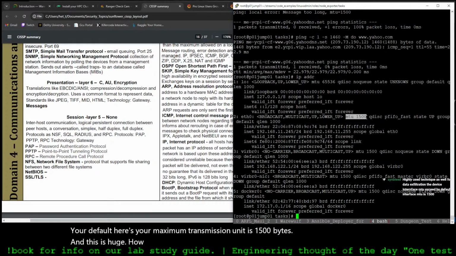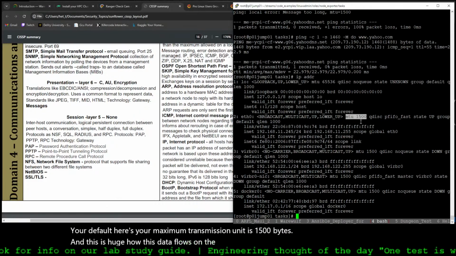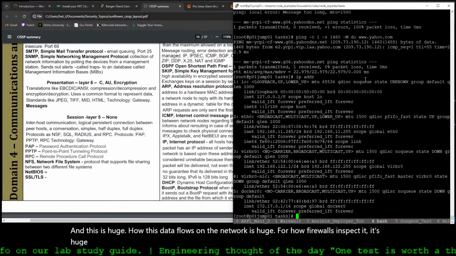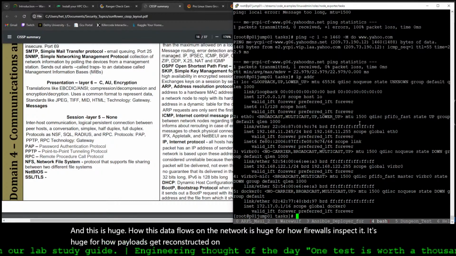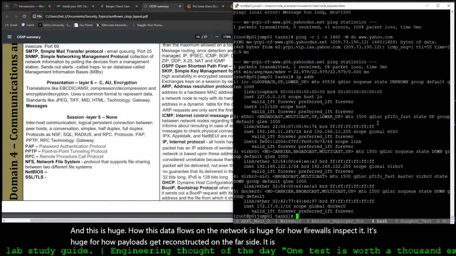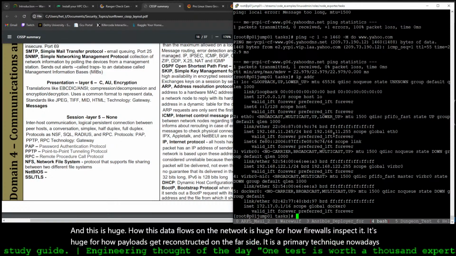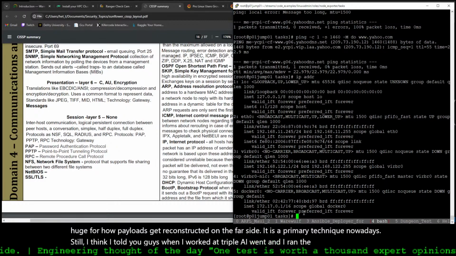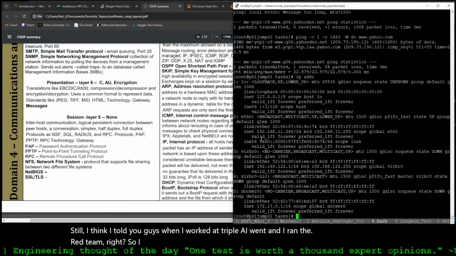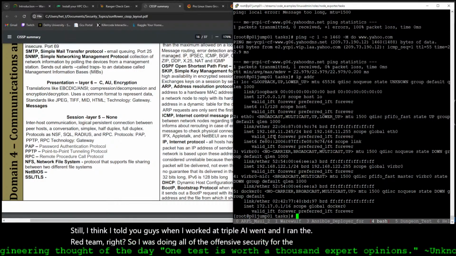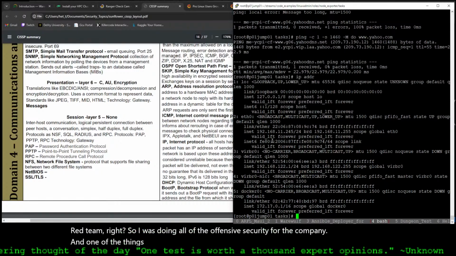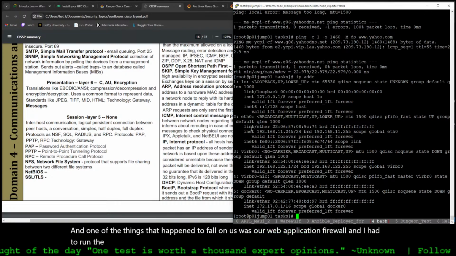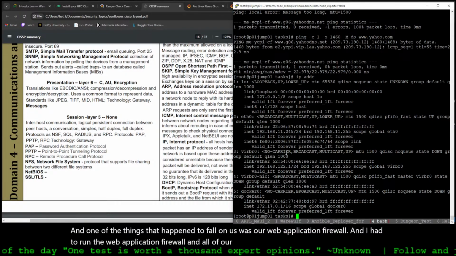And this is huge. How this data flows in the network is huge for how firewalls inspect it. It's huge for how payloads get reconstructed on the far side. It is a primary technique nowadays still. I think I told you guys when I worked at AAA, I went and I ran the red team, right? So I was doing all of the offensive security for the company, and one of the things that happened to fall on us was our web application firewall, and I had to run the web application firewall and all of our certificates and stuff, right?